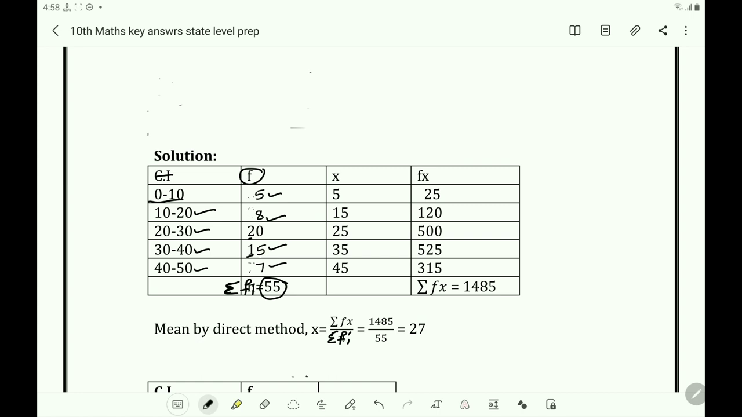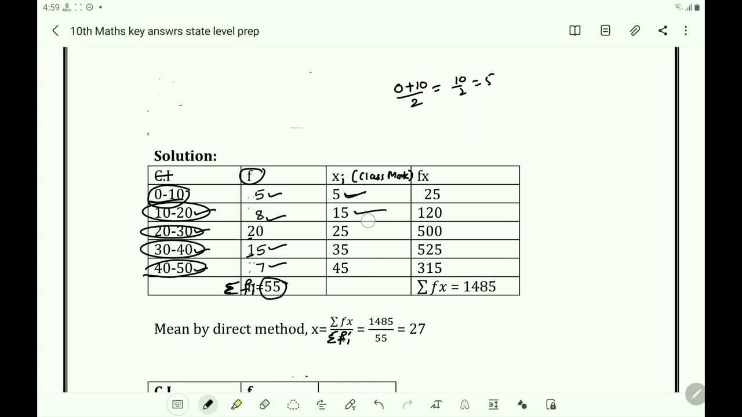Now, find the xi. Xi is nothing but the class mark. How will you get the class mark? Here the class mark of 0 to 10 is 5. How did you get it? 0 plus 10 divided by 2. That is 10 by 2, 5. Next, 10 plus 20, 30. 30 by 2 is 15. 20 plus 30, 50. 50 by 2 is 25. 30 plus 40, 70. 70 by 2 is 35. 40 plus 50, 90. 90 divided by 2 is 45.